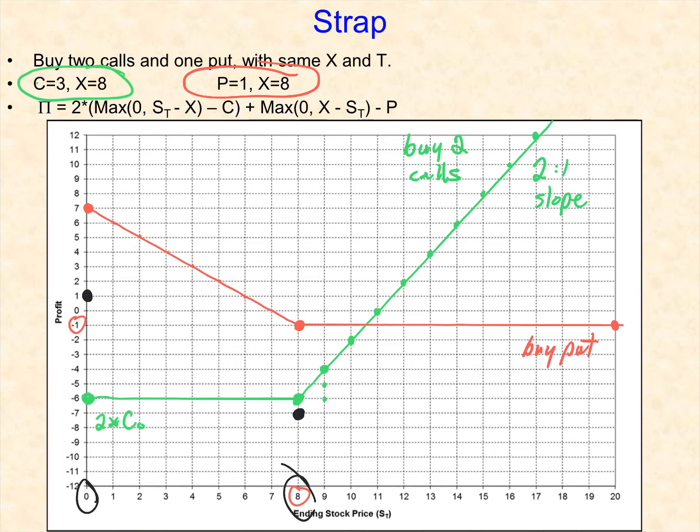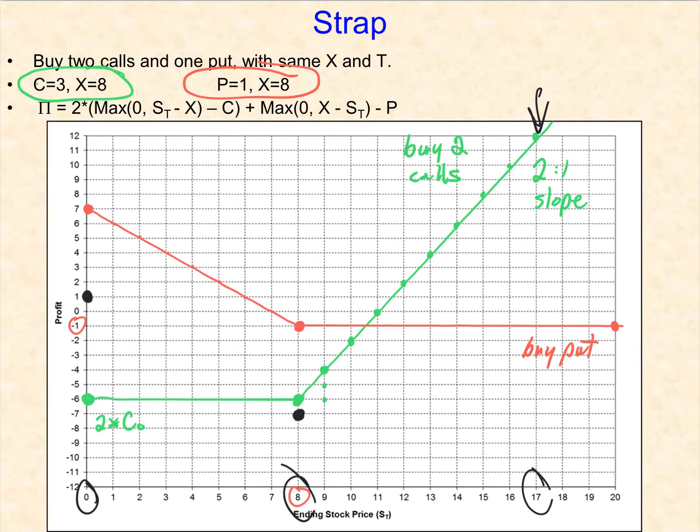And then we can't see all the way off to the right-hand edge, so we'll use 17 here. That's as far as the green line is available to us. If the stock price ends at 17, our green line is at 12, and our red line is at -1. 12 minus 1 gives us $11. Okay, we can now combine our three dots together and get our total payoff.